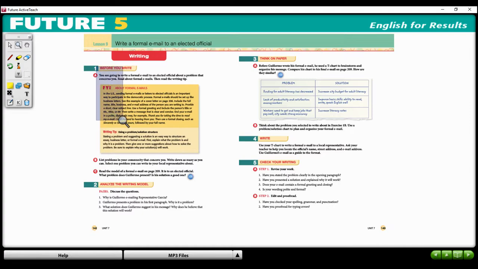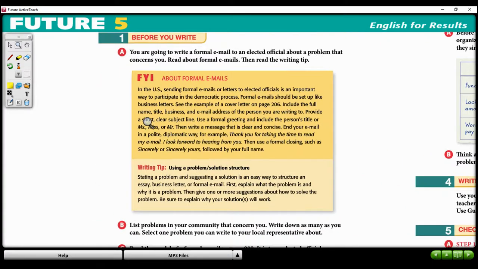In this assignment, you can write an email to an elected official if you want. You can also think about writing an email to anyone in your community, in your workplace when you are working, a school teacher for one of your children. And so we're going to look at what is included in a good formal email.